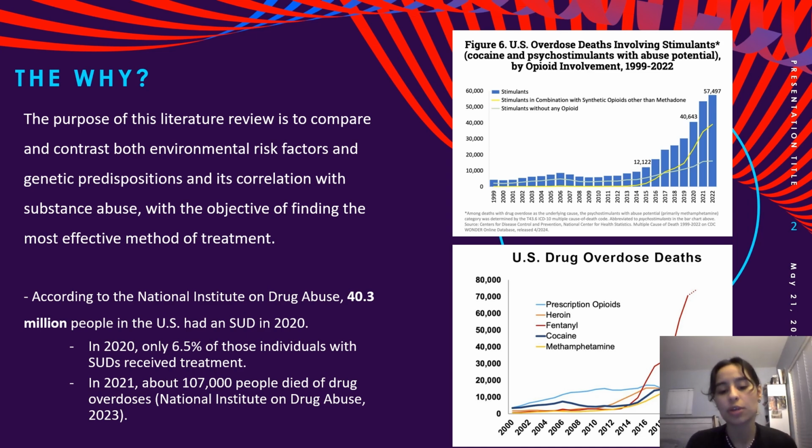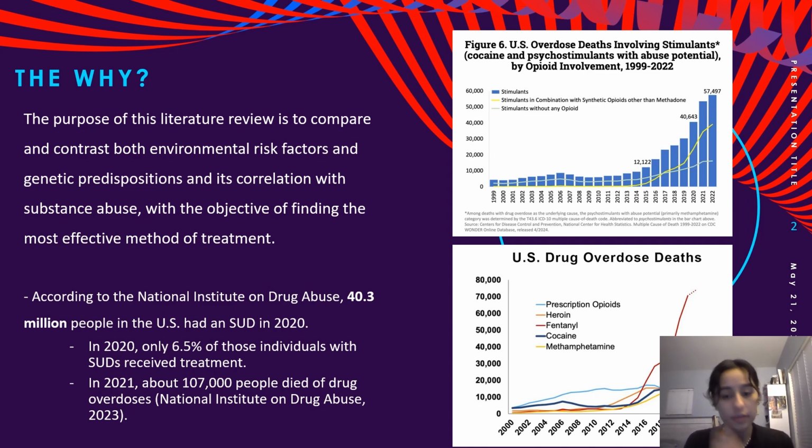According to the National Institute on Drug Abuse, 40.3 million people in the U.S. had an SUD in 2020. Out of those 40.3 million people, only 6.5% received treatment. In 2021, about 107,000 people died of drug overdoses.